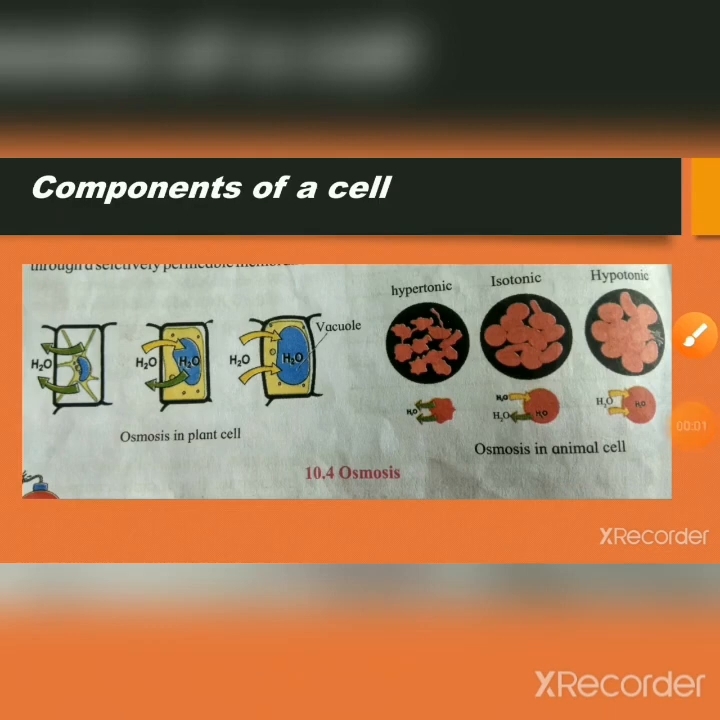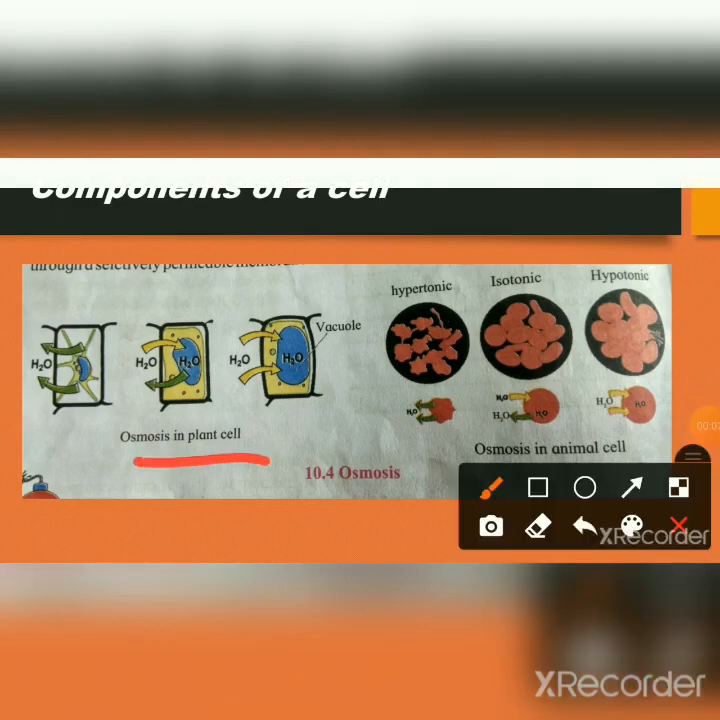Now we'll see osmosis in plants. Here you can see the water is going out here. Here water is coming and going out of the vacuole, and in the third figure the water is entering the vacuole. In the same way in osmosis in animal cell, the water is going out here, so it is called hypertonic. Then water coming and going inside the vacuole is called isotonic, and water going inside the vacuole is called hypotonic.